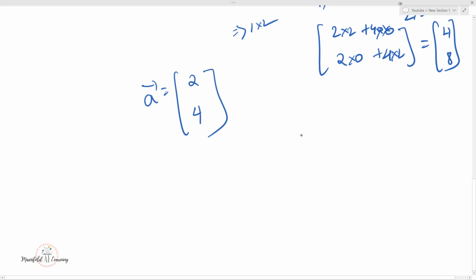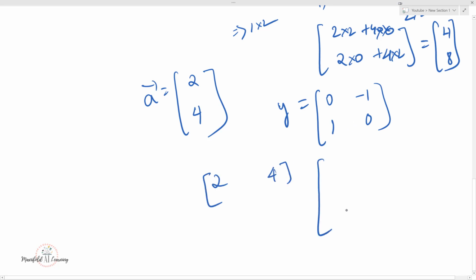Now this time I'm going to choose a different matrix. The matrix that I'm going to choose has the coordinates 0, minus 1, 1 and 0. So this is what my y matrix would look like. If I want to multiply it, first I'll have to make sure that the shapes are compatible. So this is how I'll be arranging.